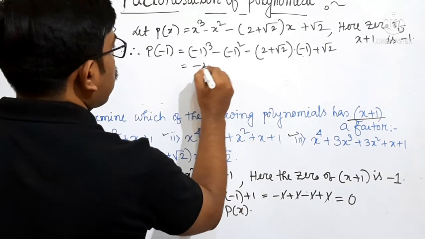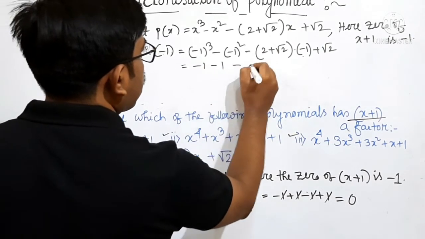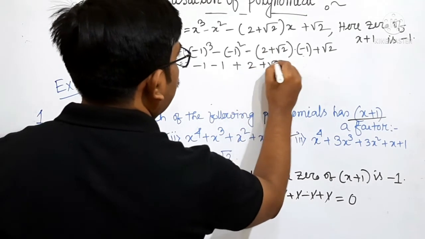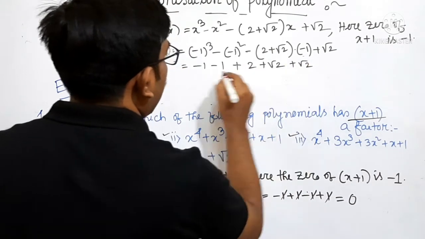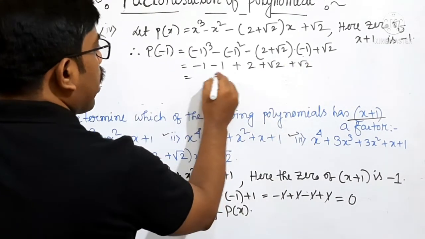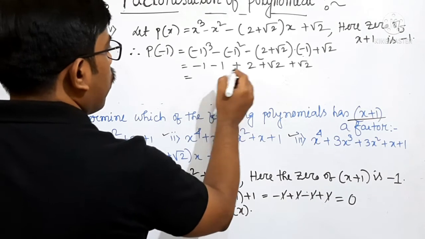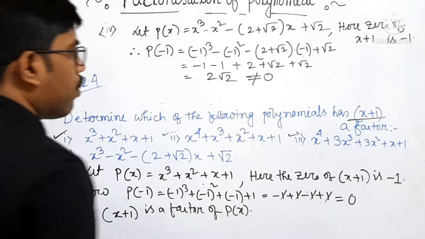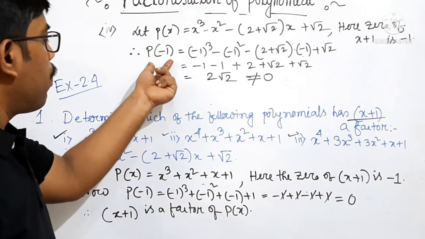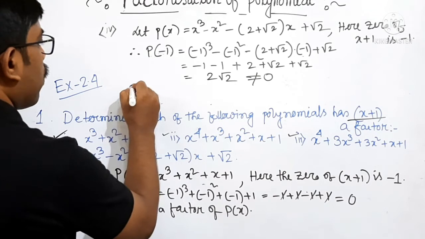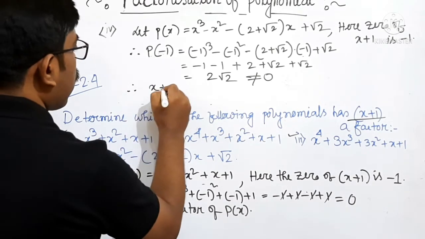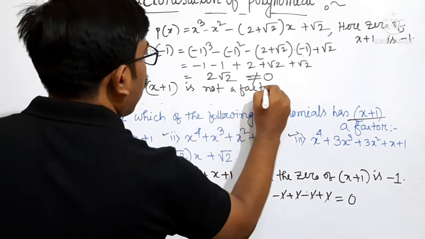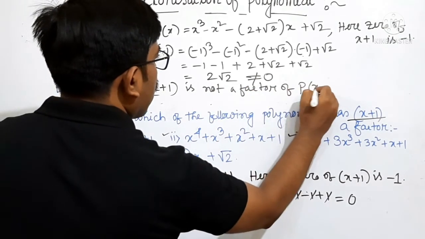and it will be minus 1 minus 1, minus and minus it will be plus 2 plus root 2 plus root 2, and here it will be minus 2 and it is 2, so this 2 will be cancelled out, and here we get 2 root 2, but it is not equal to 0. Here you see P of minus 1 is not equal to 0. Therefore, in that case x plus 1 is not a factor of P(x).